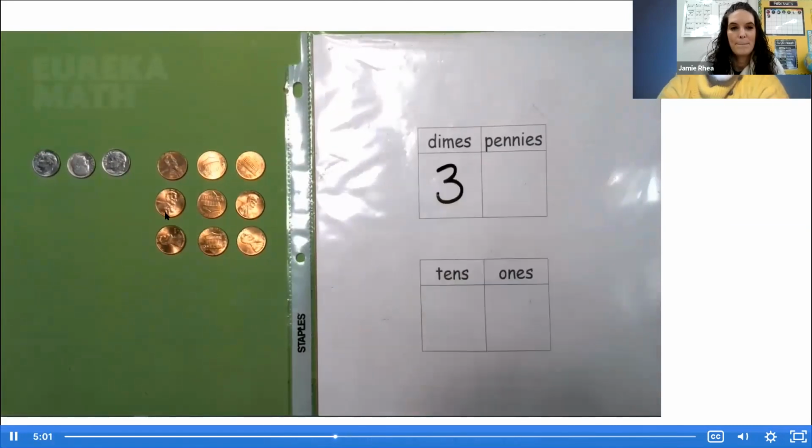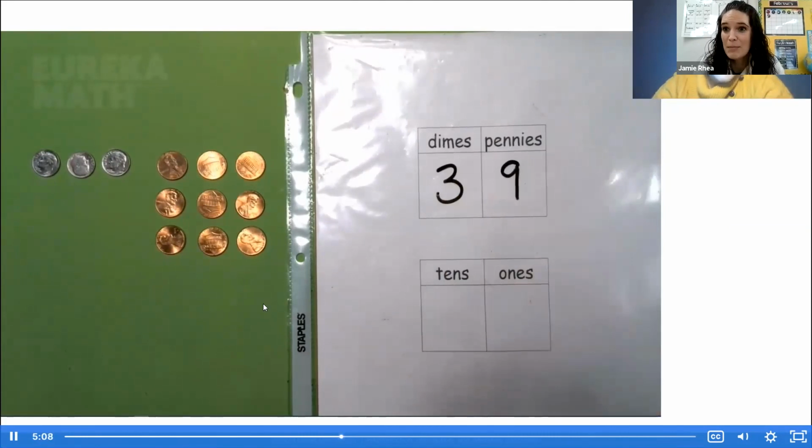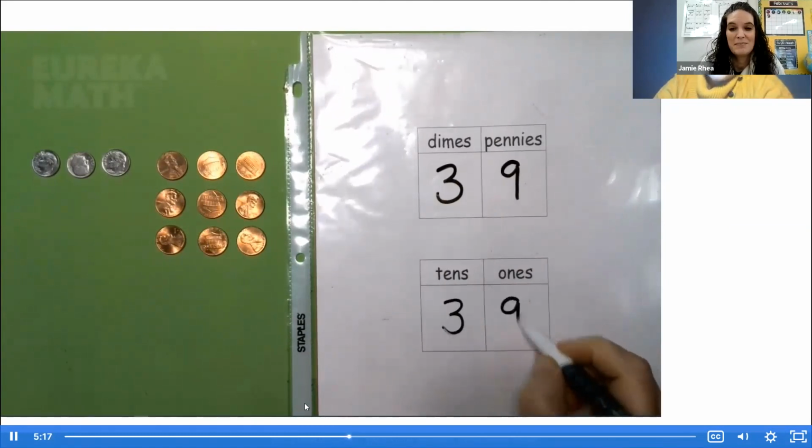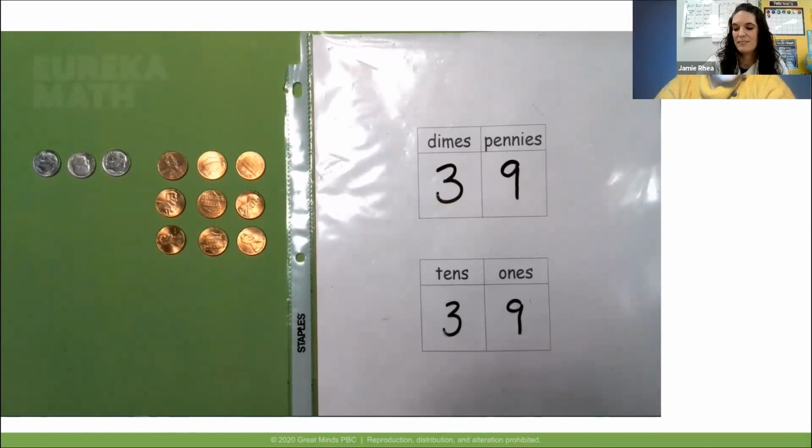How many pennies? 1, 2, 3, 4, 5, 6, 7, 8, 9. 9 pennies. That's like how many tens? 3 tens. And how many ones? 9 ones. 3 tens, 9 ones. What is the value of 3 dimes, 9 pennies? 39 cents. 39 cents.